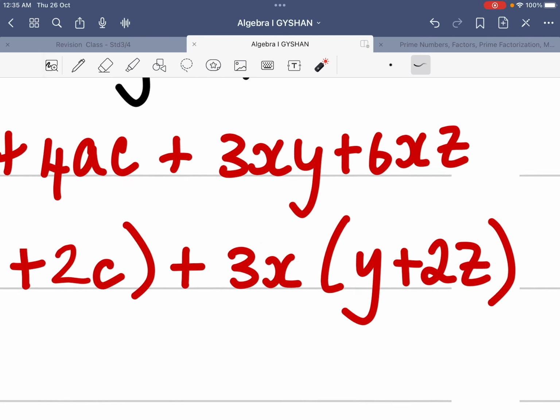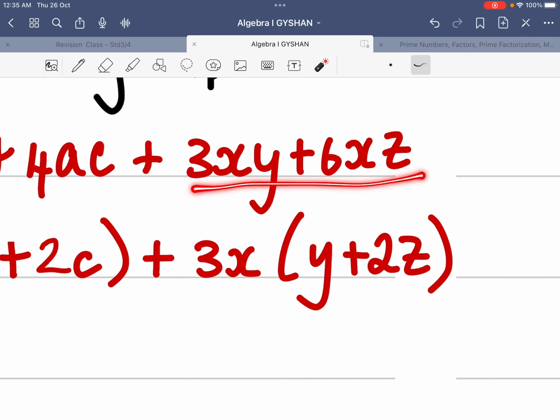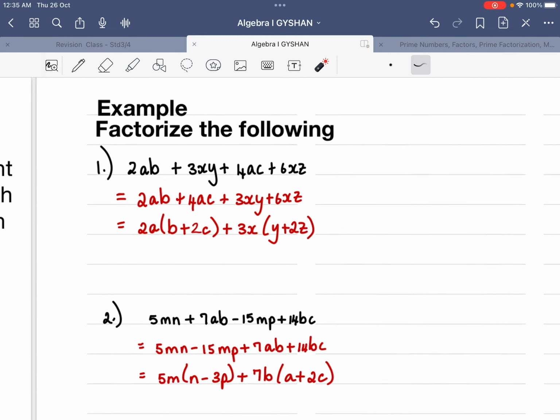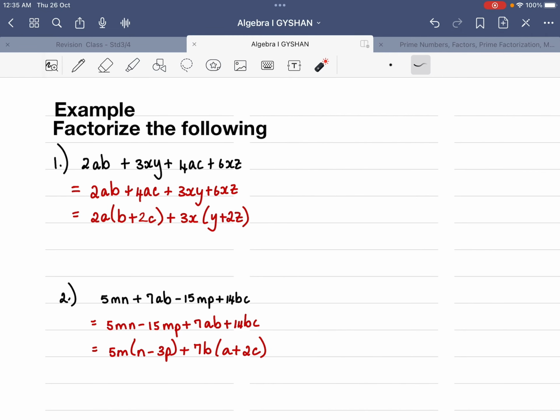So we do the same for the next 2 terms. 3 can go into 3 and 6, so that's your factor. And X can go into XY and XZ. 3X multiplied by Y will give you 3XY. 3X multiplied by 2Z will give you 6XZ. So example 2 is similar, so you can pause the video and take this down. So remember, this is factorization by grouping.